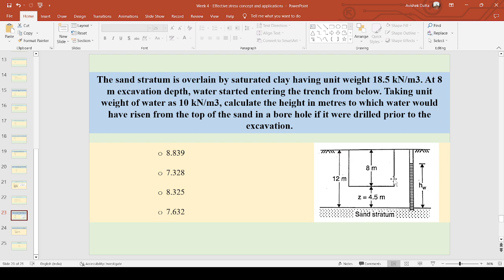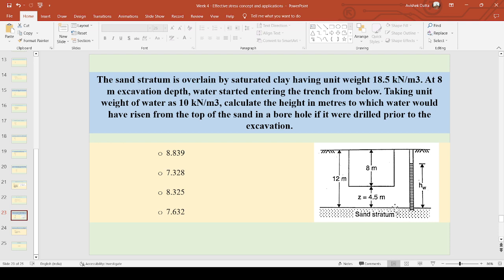So what will be the height in meters of the water in this borehole if this borehole was drilled prior to the excavation? The total width is 12 meter, but here it is shown as 8 meter and 4.5 meter, so we will not consider 12 over here, we will consider 12.5 over here. And Z is the main important thing over here because it is the top portion of the clay layer. Z is important, is 4.5. Okay, so this is important.